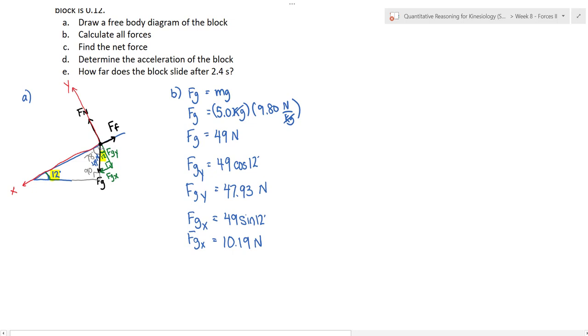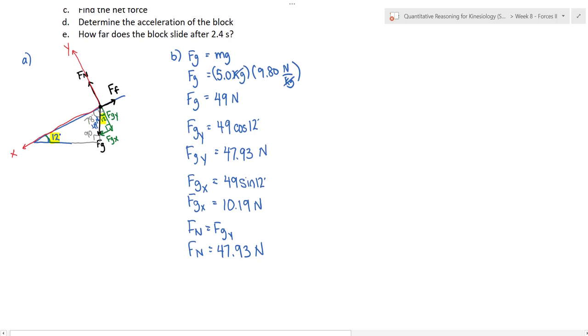So if FGY is equal to 47.93 newtons, then that means that the normal force must also equal FGY. So it also has to equal 47.93 newtons, because they're the only two forces that are in the y direction. Okay, so now we have all of our forces listed, except for a force of friction. But since we know normal force, we can figure out the force of friction, which is equal to the coefficient of friction times the normal force.